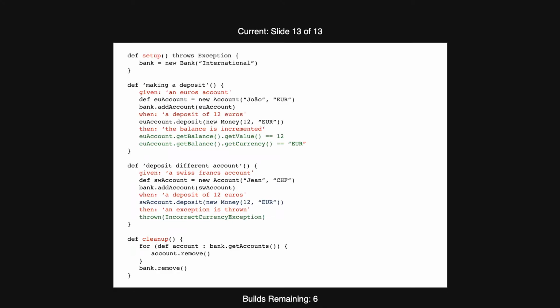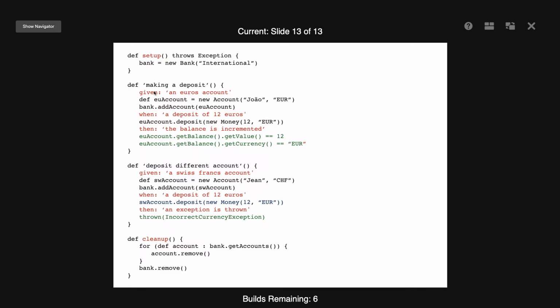So you have here a Spock test, and actually there are 2 tests. It's a class. What you have here is a setup method where you define the context. So you create the bank. And you have a cleanup method that cleans the context at the end. In this case, for every account in the bank, it just removes the accounts in the bank. The idea is that every test runs in a new context.